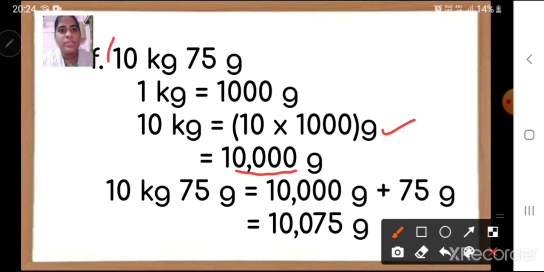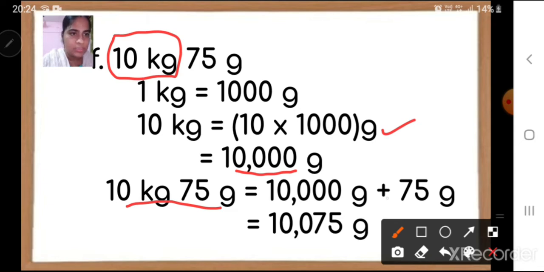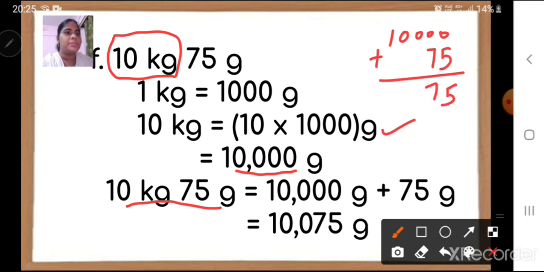So first we have converted this. Next step is we will write the question and then we are going to replace this 10 kg into grams. So 10 kg is 10,000 grams plus what is remaining is 75 grams. Then we have to add. Children, add properly. See here, 10,000 plus 75, correct? So answer is 10,075 grams. Got it, children?